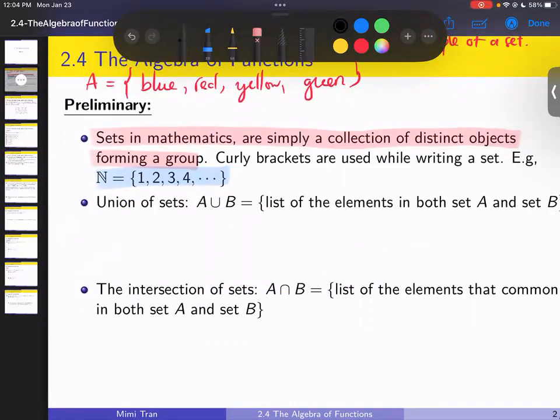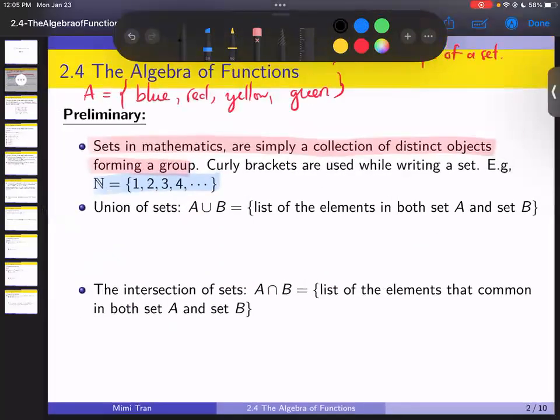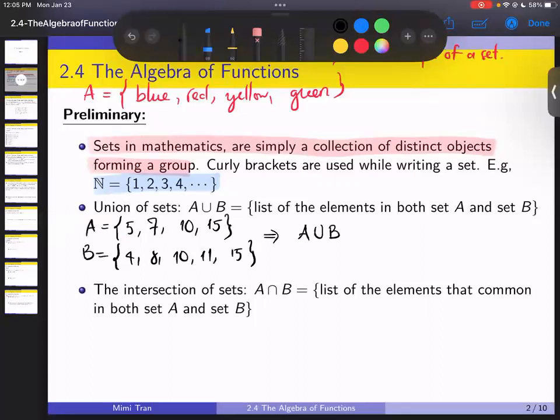A union of sets. A union B is a list of elements in both set A and set B. So let me give you an example of what I mean by that. If I say A is the set of numbers 5, 7, 10, 15, and B is the set of say 4, 8, 10, 11, 15, then A union B, that little capital U stands for union, is all the elements in both set A and set B. So everything together, right? All of it.